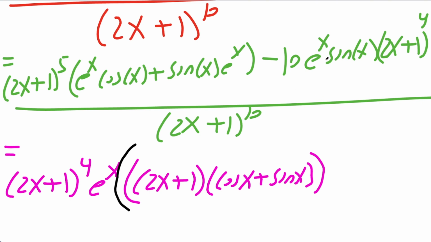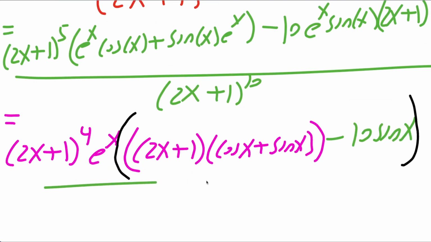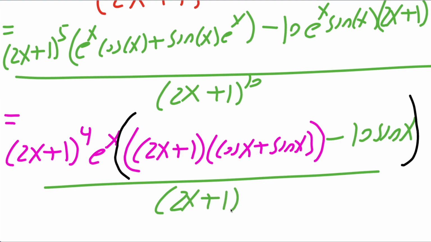It matched. E raised to x, it matched. But we don't have a negative 10 sine x. So we need to put that. So negative 10 sine x. And we're going to close parentheses. And the denominator stays the same. So whole divided by 2x plus 1 raised to 10.